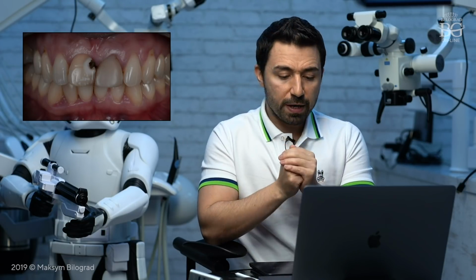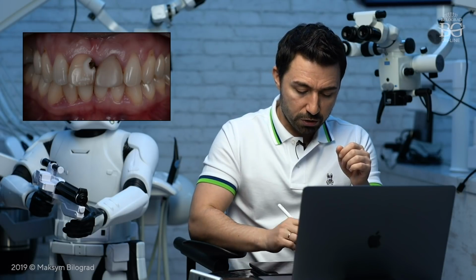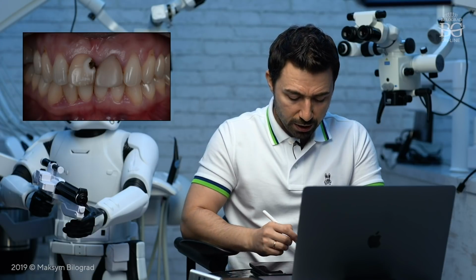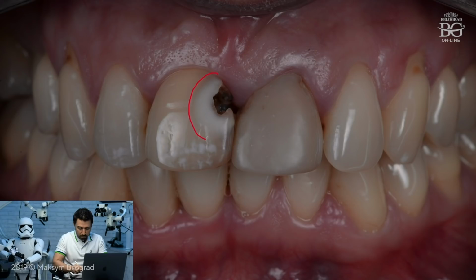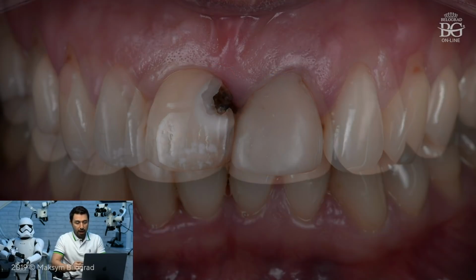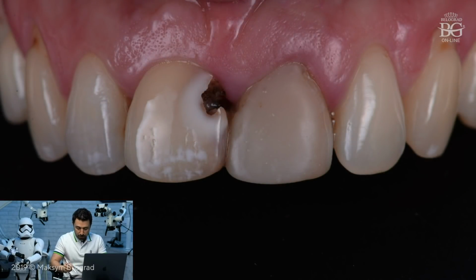So let's go. Here you can see two central incisors, really compromised in terms of restorative status. One central incisor has a big caries lesion, a caries defect. Another central incisor was restored with composite veneer and was also compromised because of secondary caries. Both central incisors are endodontically treated. Also, we have caries defects on lateral incisors, here and here you can see that.